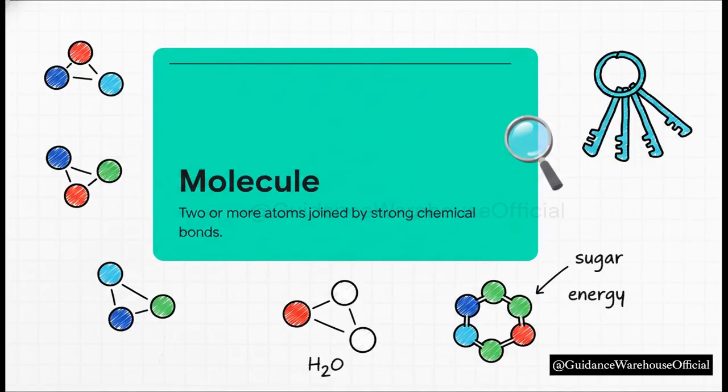But here's the thing. Atoms rarely like to fly solo. Most of the time, they link up. A molecule is what you get when two or more atoms join together by strong forces called chemical bonds. Think of it like this. If atoms are individual keys, a molecule is the whole key chain hooked together. Two hydrogen atoms and one oxygen atom link up to form a water molecule. Carbon, hydrogen, and oxygen link up in a very specific pattern to form glucose, the sugar that actually powers your cells.